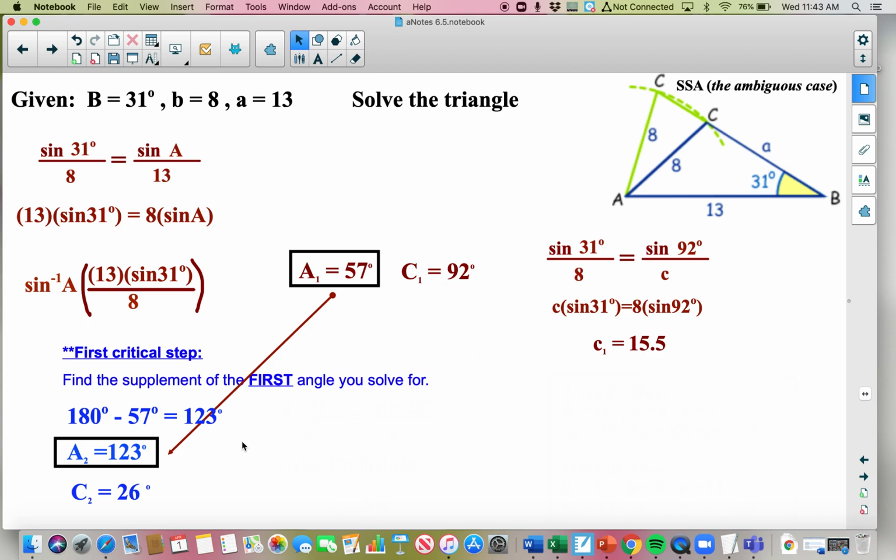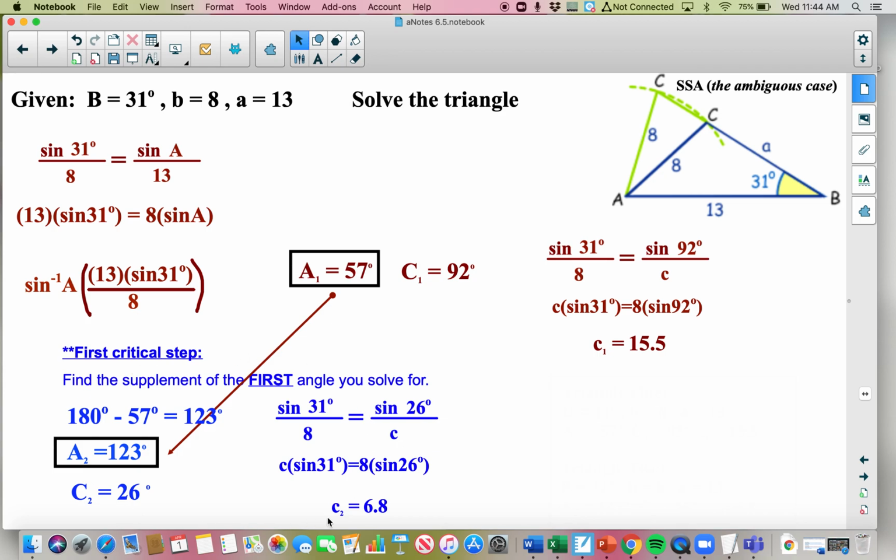Okay, same thing for the second triangle, set up another ratio. So these are just like double work, right? I used B information again, sine of 31 over 8 equals sine of angle C for the second triangle over side C, cross multiply, and solve for side C. And the second triangle's side C is 6.8.